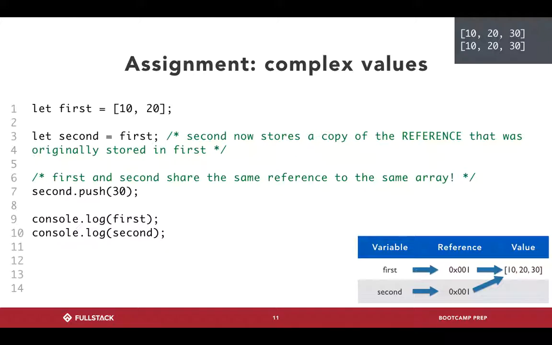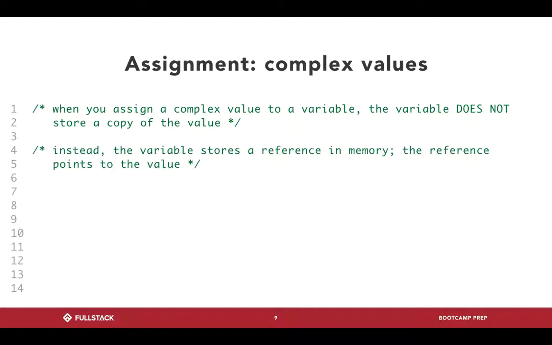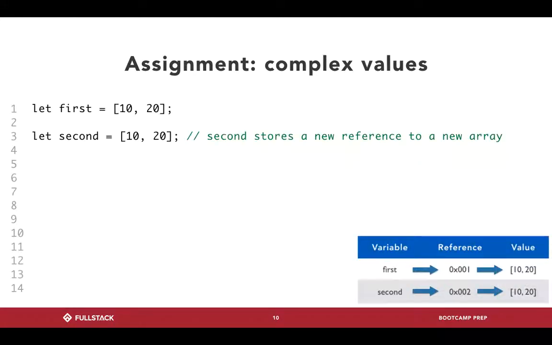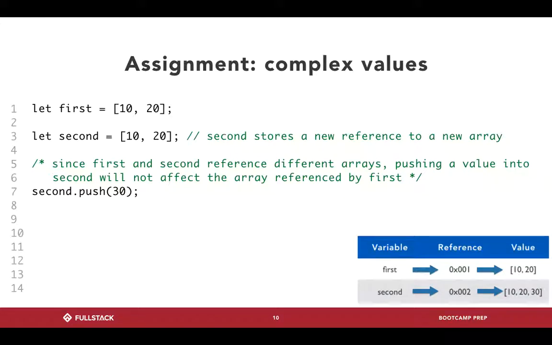Do you have a question? Yeah, if you wanted to avoid changing the first array, could you say let second equal an array with the same things, but not saying equals first? Like if you have an array that is 10 and 20. You mean this slide here? Yeah, like that. Okay, so we did see that. Yep. Okay, cool.